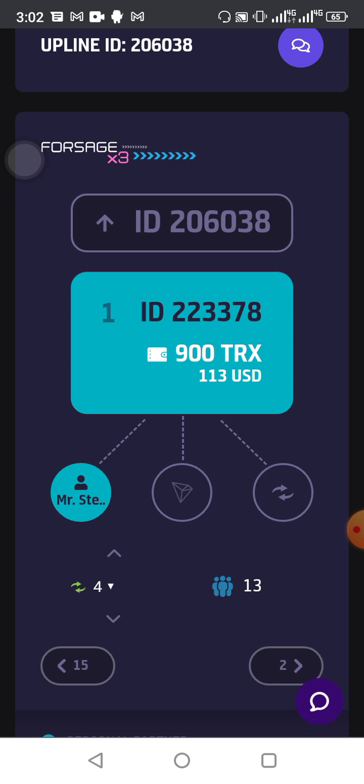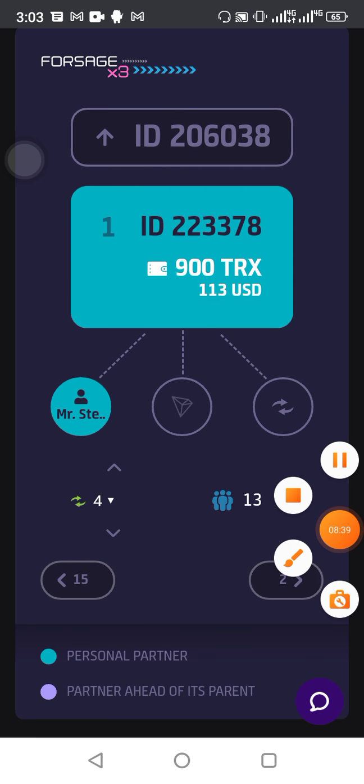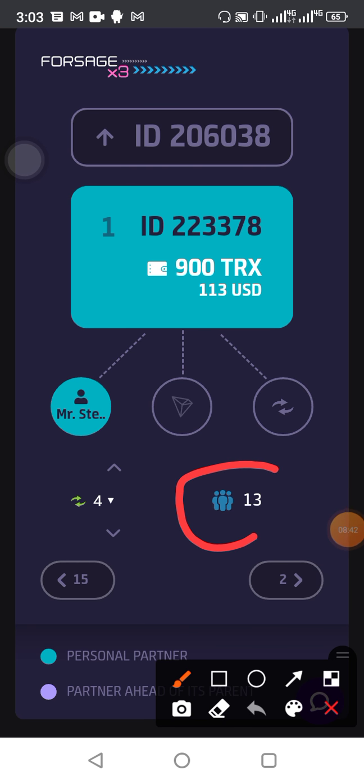Then here, you see the icon of people and the 13 in front. The Forsage system keeps a record of the number of persons who have activated that particular level with you. So for this level 1, 13 persons in your team have activated level 1. You understand? 13 of the people you personally sponsored have activated this.